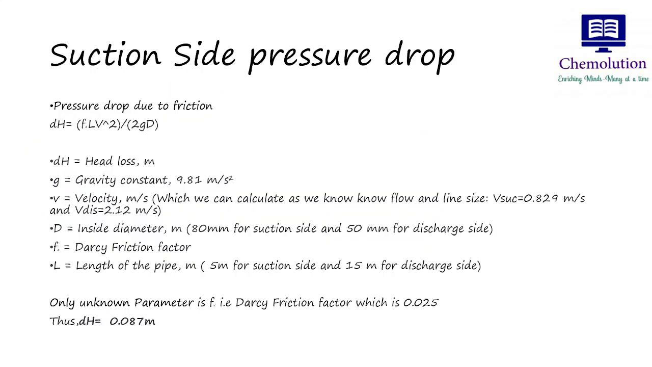Okay, now we have all the values, so we can find the suction side pressure drop. After putting in all those values, including f, which we recently got from the Moody's diagram, we get a head loss of 0.087 meter.